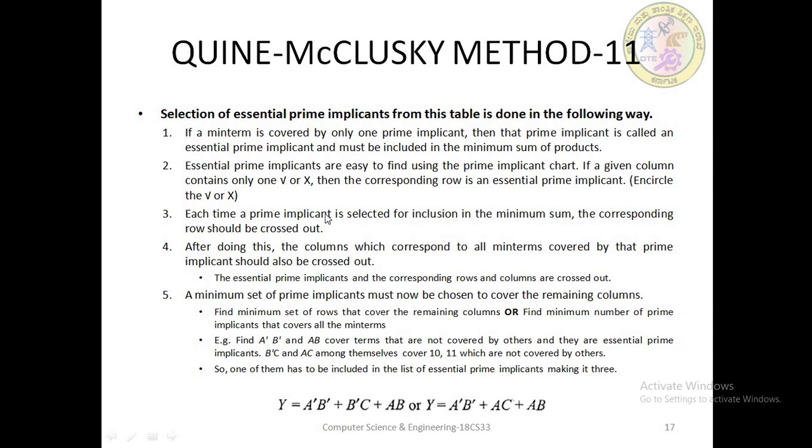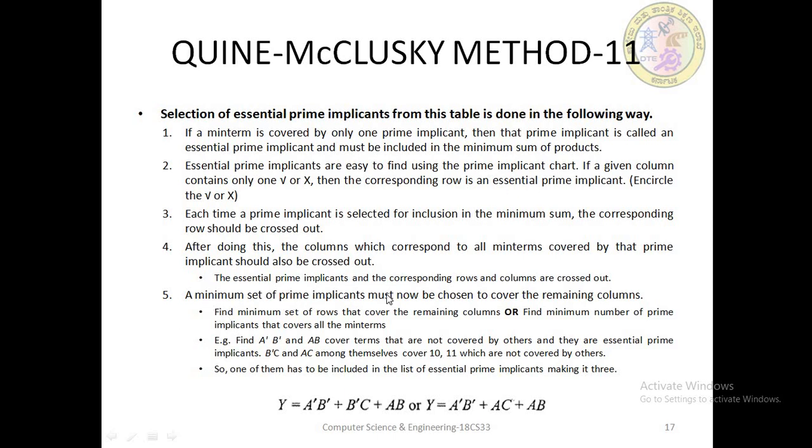If a given column contains only one tick or X, then the corresponding row is the essential prime implicant. Encircle it by a tick or cross mark. Each time a prime implicant is selected for inclusion in the minimum sum, the corresponding row should be crossed out. Once we select that prime implicant, the corresponding row should be crossed out. After doing this, the columns corresponding to minterms covered by that prime implicant should be crossed out. So essential prime implicants and their corresponding rows are crossed out.